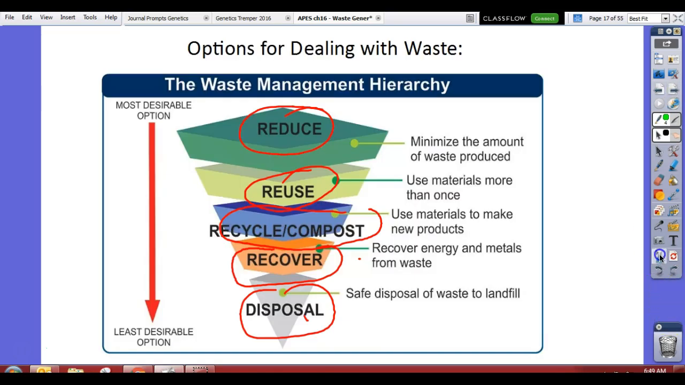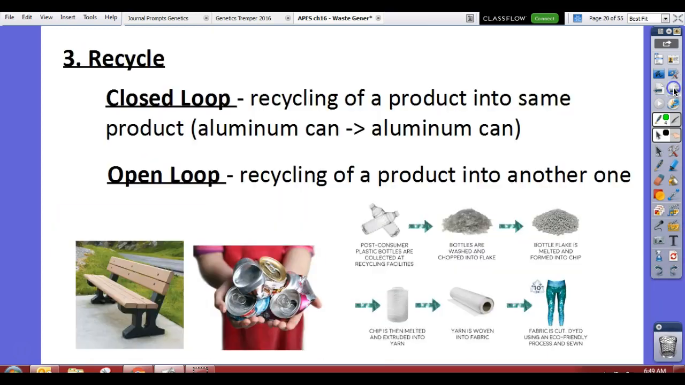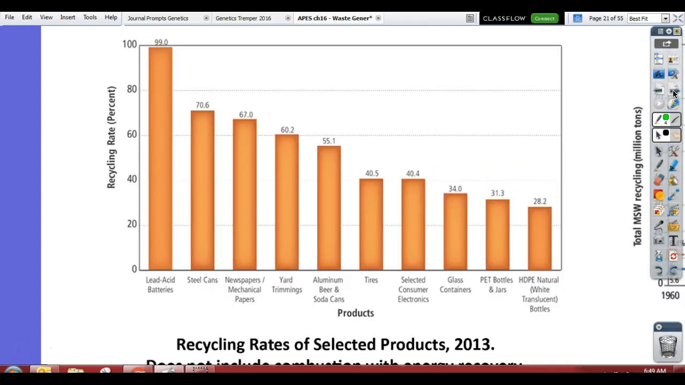And we've talked about the hierarchy. What is most desirable? Well, we want to reduce, right? An example of that would be source reduction, so reducing packaging at the source. Then comes reuse, then recycle, recover, and finally disposal. We talked about recycling, closed loop and open loop. Closed loop would be recycling it into the same product. Open loop is recycling it into a different product.